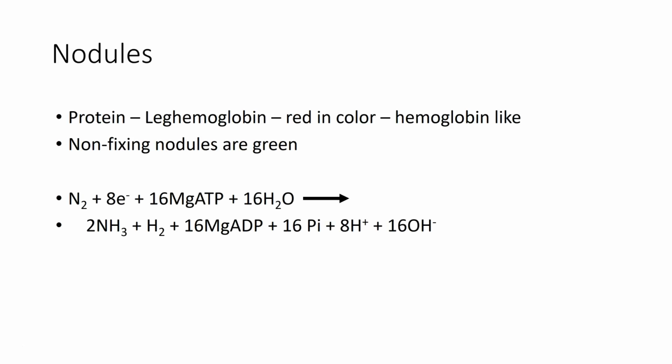The reaction where you have nitrogen gas plus 8 electrons plus 16 magnesium ATP plus 16 waters, providing you with 2 ammonia plus hydrogen gas plus 16 magnesium ADP plus 16 organic phosphorus plus 8 hydrogens plus 16 hydroxy units. You do have the ammonia out of that. That can be used by the plant.